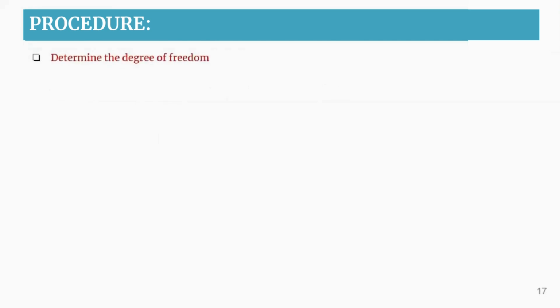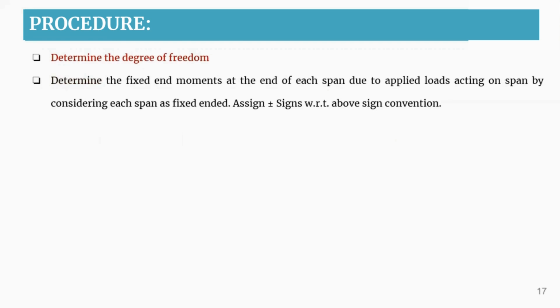First, initially, you're going to determine the degree of freedom. And then you're going to determine the fixed end moments at each end of each span, due to the applied loads acting on the span, by considering each span to be fixed ended. So here we are going to use the sign conventions, plus or minus. Already we have seen the sign conventions related to the moments, rotations, and settlements. With respect to that, for the fixed end moments, the clockwise moment is to be positive and the anti-clockwise moment is to be negative. So you're going to use this sign convention.